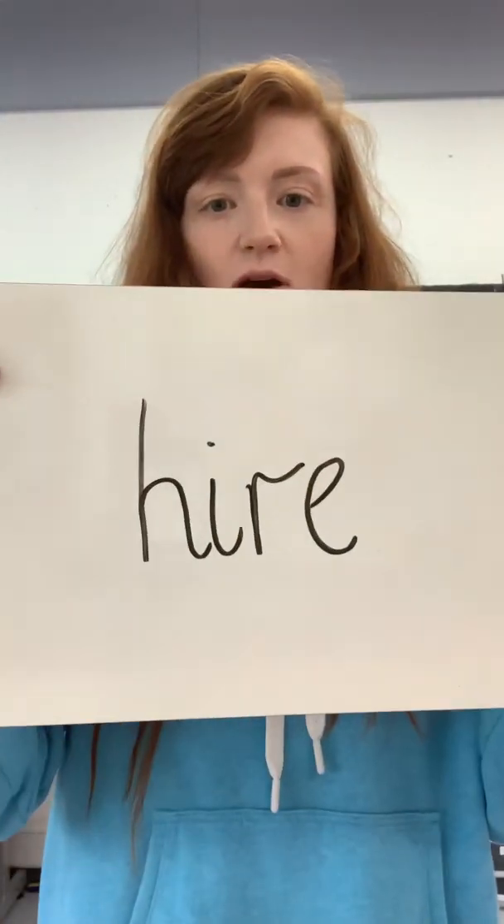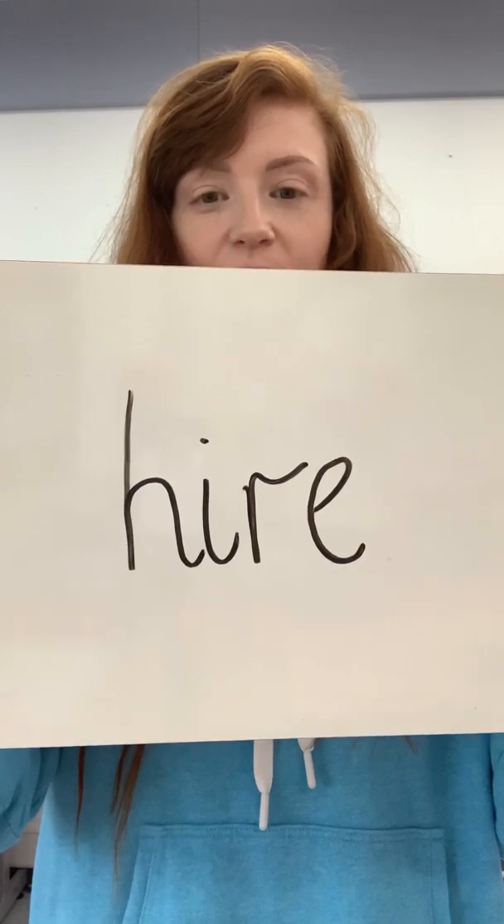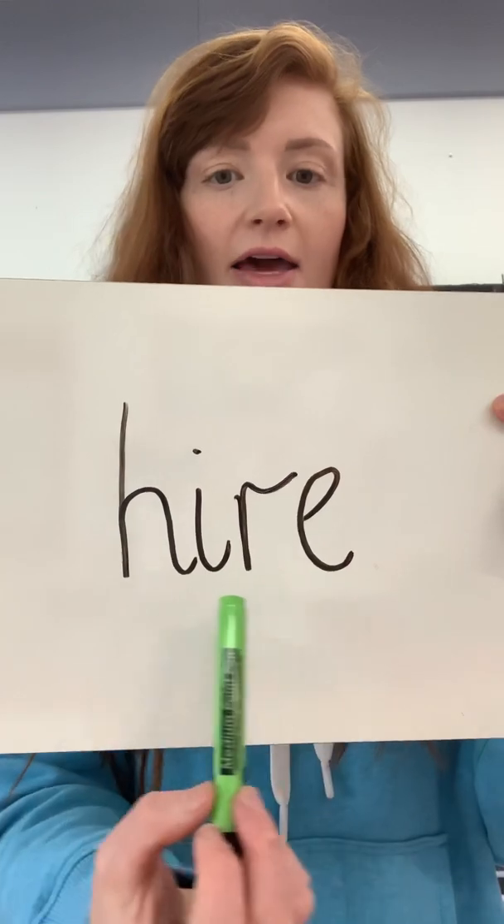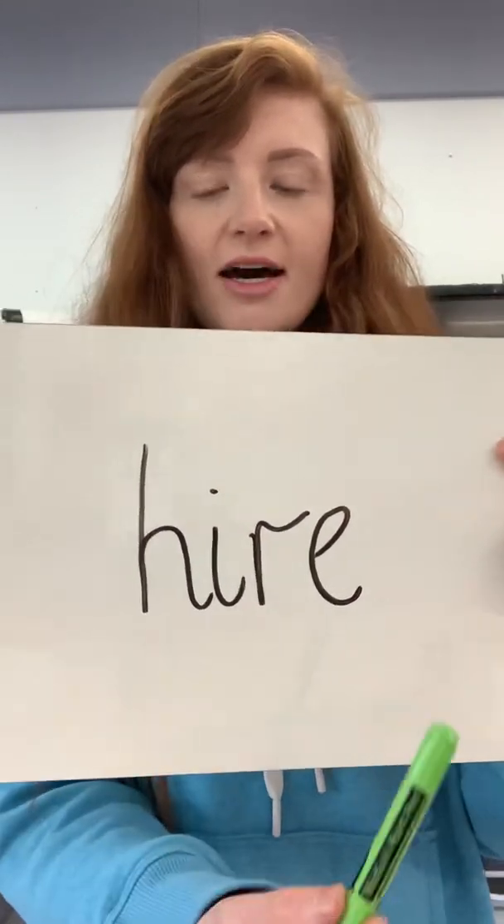So pause the video if you need to and see whether you can segment and blend this word. Let's see if you're right. Aya, aya, aya, hire. Like when you're hiring something out. So say if you go on holiday, you might hire a car. So it's like you're borrowing it, you pay some money to borrow it and then you give it back. Or you might hire out a bike if you're going round the mountains. Hire, really.